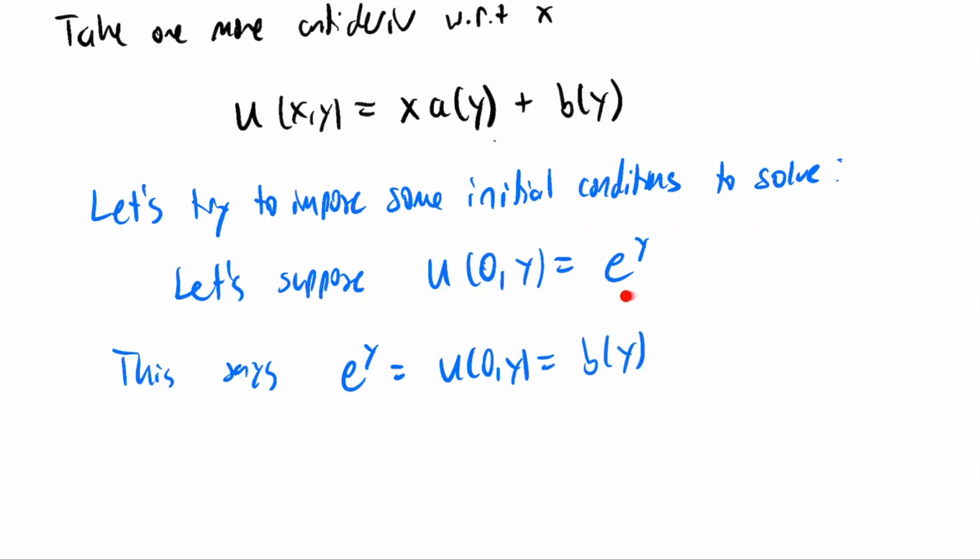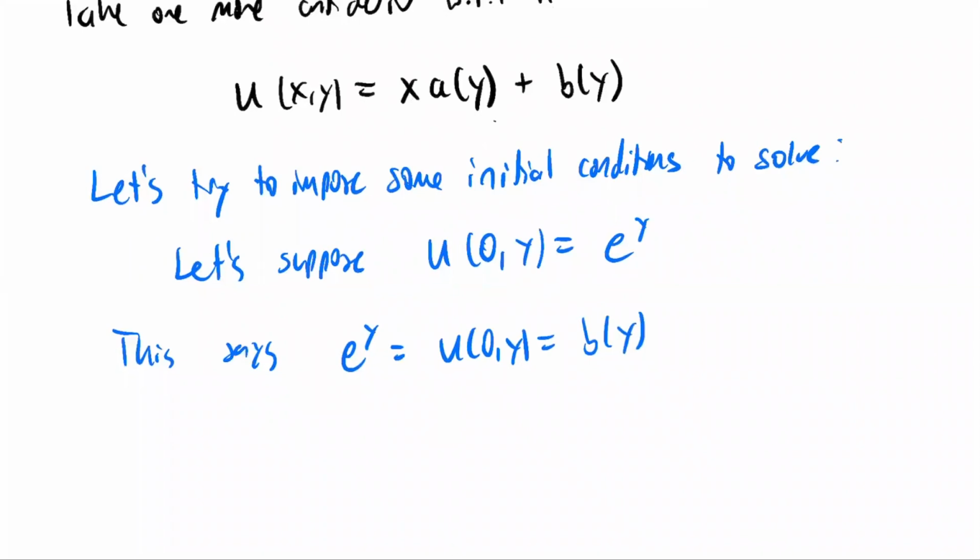So this condition here forces b of y to be e to the y, the function e to the y. This one condition tells us what b is, but at this point we don't know what a is, so we would need another condition, right? And so as our second initial condition, let's suppose, say, that the derivative of u with respect to x at (0, y) is equal to y cubed, say.